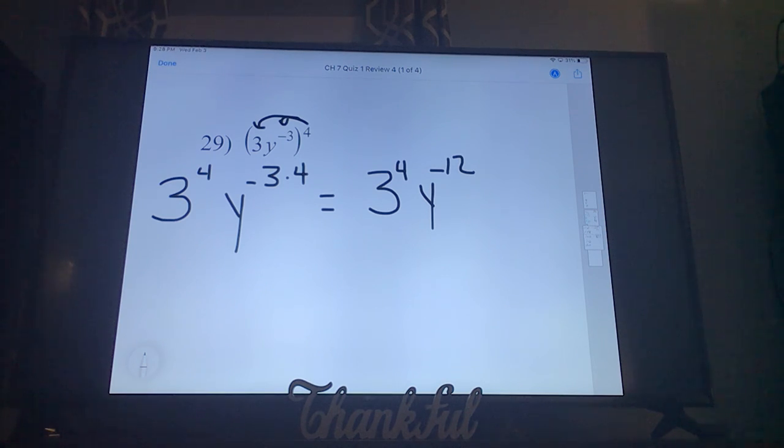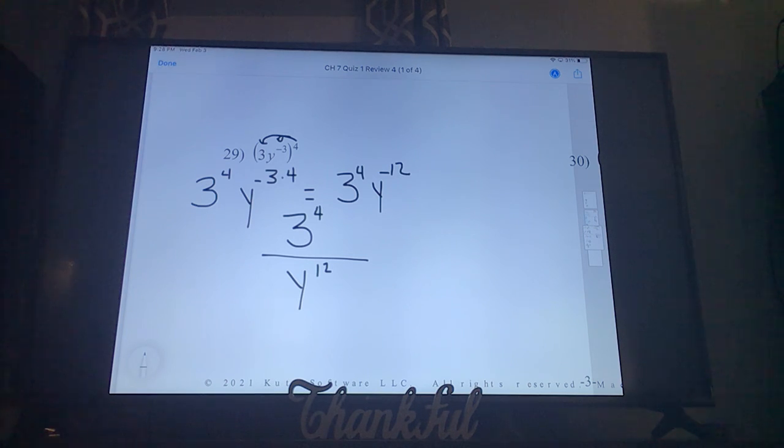Okay, we have some negatives. Where do negatives go? On the bottom. So 3 to the 4 stays on top. Y to the 12 goes on bottom. Okay, and this is where I said convert. When we have numbers and letters like this, we need to figure out what is 3 to the 4th power. You're going to have to use a calculator. So 3 to the 4th power is going to be 81. So you're going to have 81 on top and a y to the 12th on bottom. Okay, and so now there's no negatives, there's no zeros, and so we can be done.